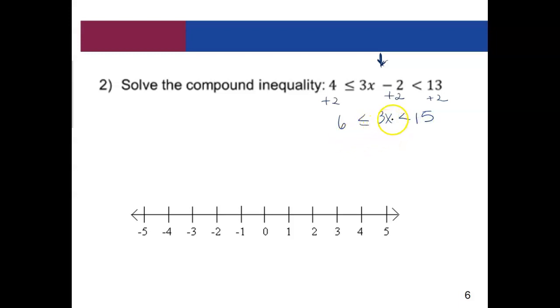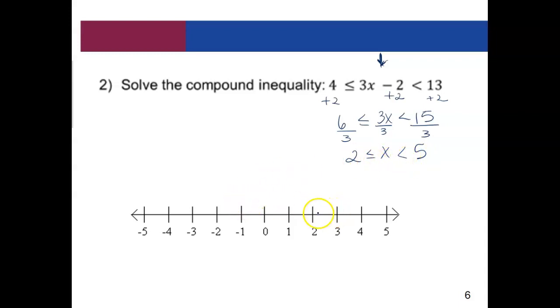Okay. So we're trying to get this x by itself in the middle. We're going to divide by 3 to do that. So 6 divided by 3 is 2. Here we have an x, and here we have 5. So this is telling me it's all the values between 2 and 5. 2 is included and 5 is not included.